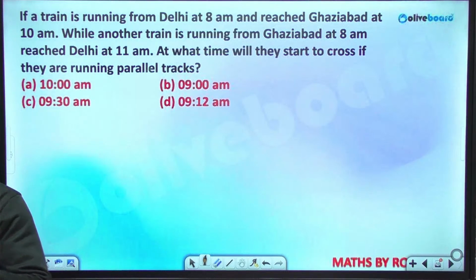Clear? Everybody comment whether it's clear or not.